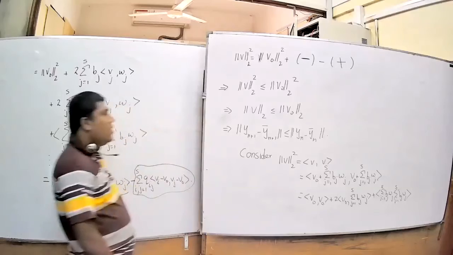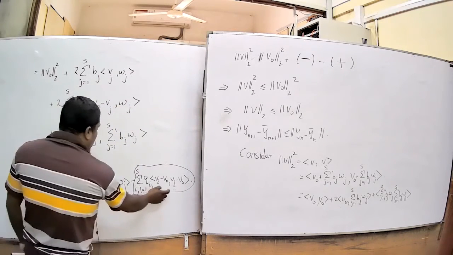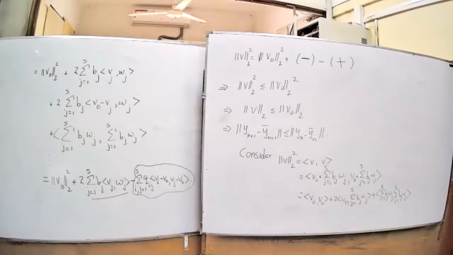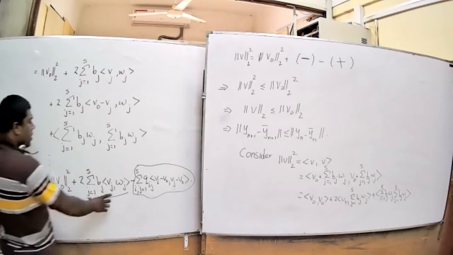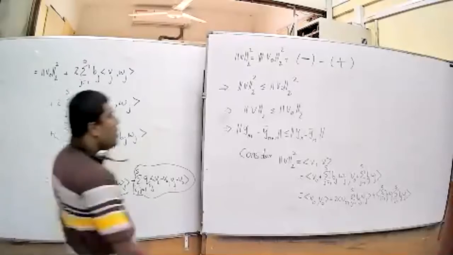Right? Remember, this is what you have. So now this one is positive. You already know, right? Which we have proved. So now what is left is you have to show that this thing is negative. Right? So that's all you need to do.